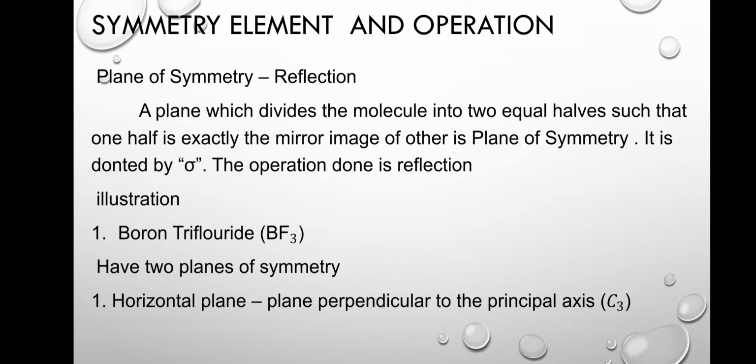Plane which divides the molecule into two equal halves such that one half is exactly the mirror image of the other is plane of symmetry, and it is denoted by sigma. So the operation done is reflection. Example, boron trifluoride we take.